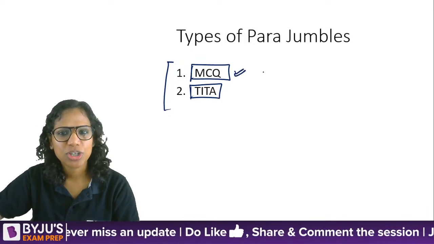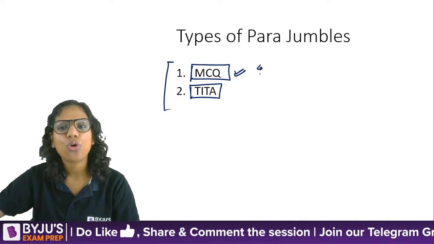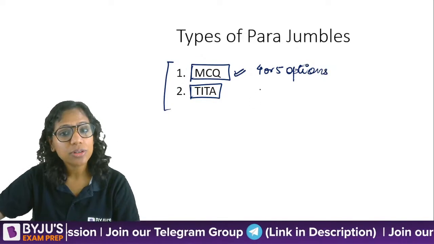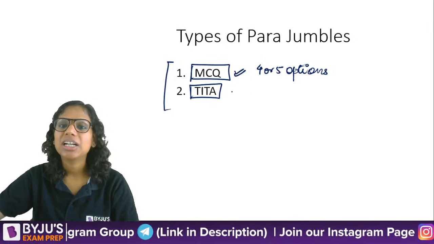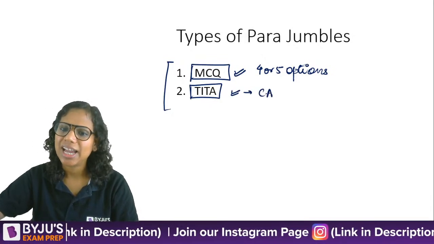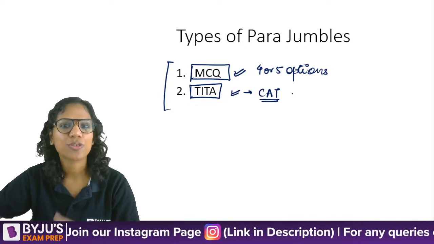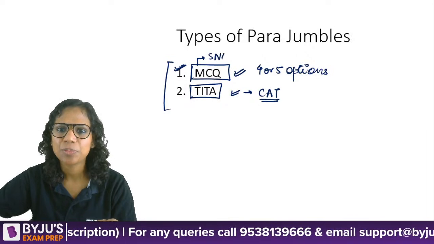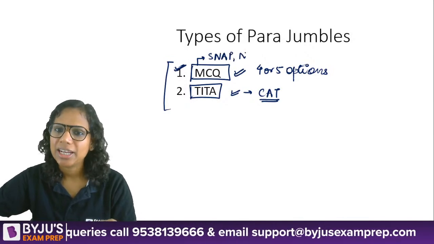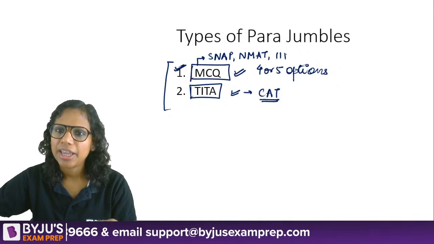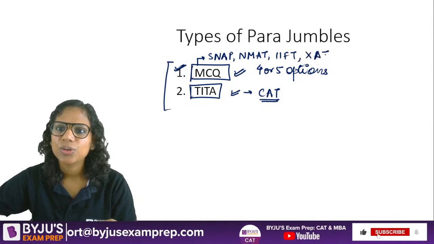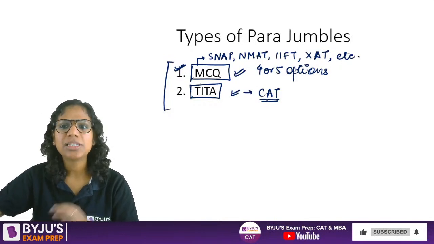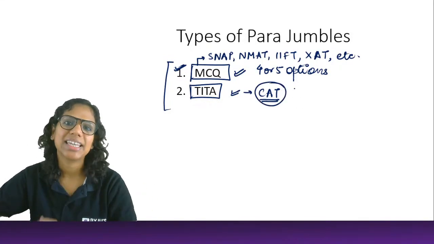So, multiple choice questions, you will have 4 or 5 options for these, and you should make use of these options, right? Type in the answer is asked in CAT. It's a special feature of CAT. All the other exams give you MCQ parajumble. So if I talk about SNAP, if I talk about NMAT, IAFT, ZAT, etc., etc., all of them give you MCQ parajumbles. Type in the answer are asked only in CAT.